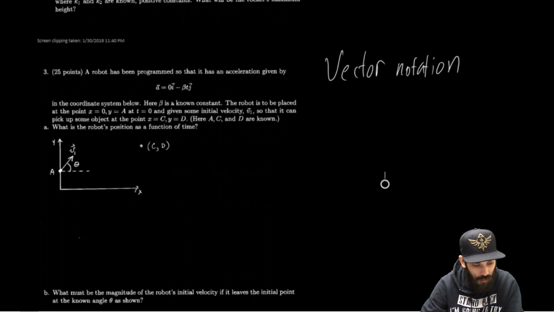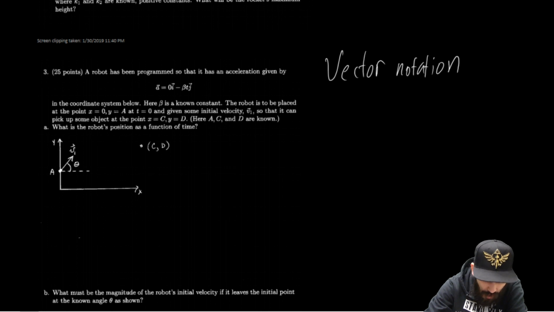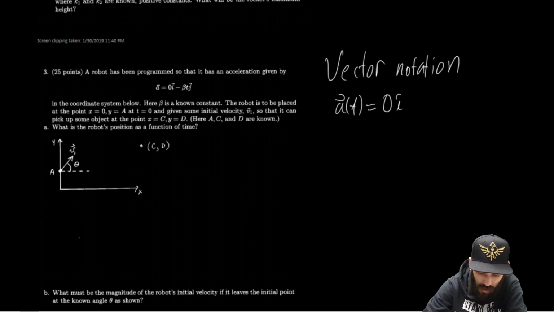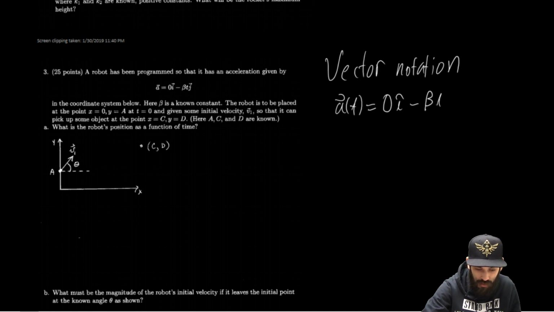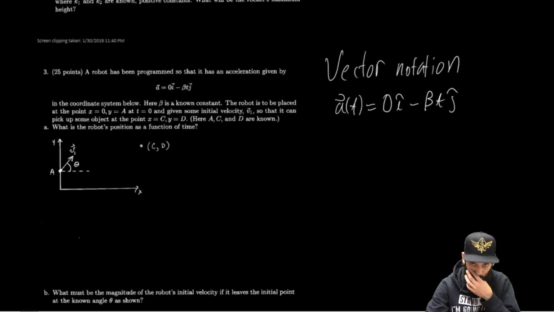Okay. So we have our acceleration as a function of time in general equal to 0 times i hat plus, this is going to be minus, minus beta t times j hat.